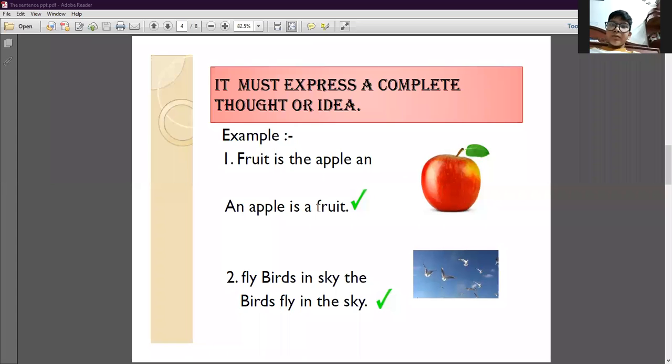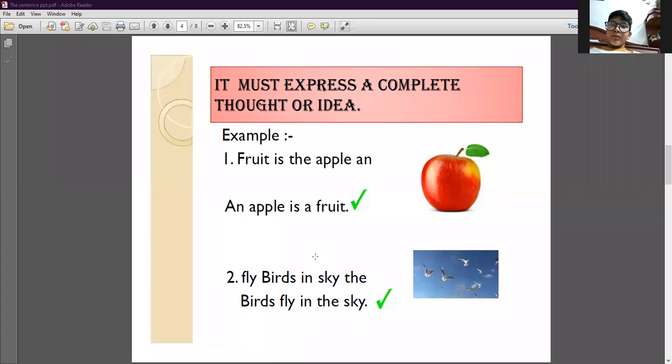Now, if I say an apple is a fruit, clear? Now, we have all understood that this group of words makes sense. So, it is a sentence. It is a correct sentence. Clear, student? An apple is a fruit. Now, let's take the next, second example, fly birds in sky the. So these are a group of words, but it is not called a sentence because it is not a meaningful sentence.